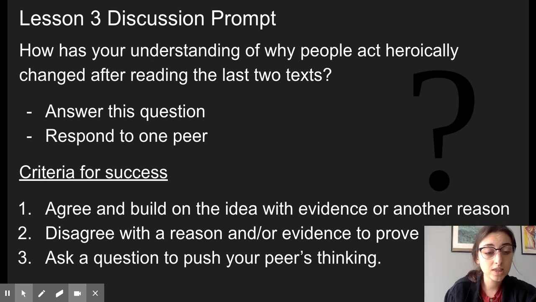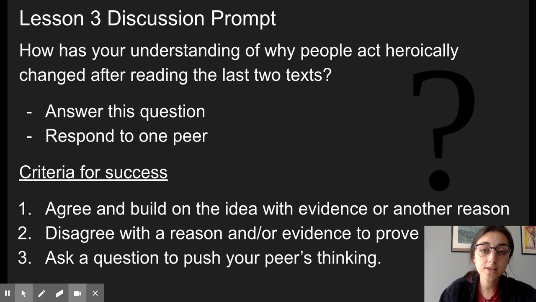Just like the last 2 discussion questions we've had under the classwork tab, you're going to be answering the question and responding to one peer. Now, I wanted to provide you with some criteria for success for the discussion. It is going to be a little bit more structured than I've had it in the past. There are 3 things you can do on these discussion questions. You can agree and build on the idea with evidence or another reason. You can disagree with a reason and or evidence to prove that you're correct, or you can ask a question to push your peers' thinking.